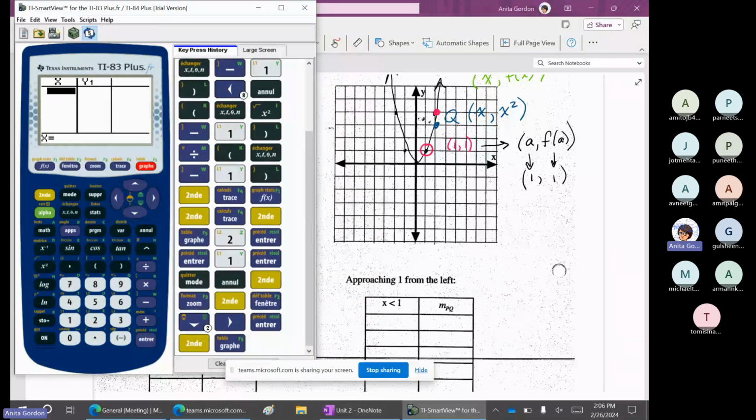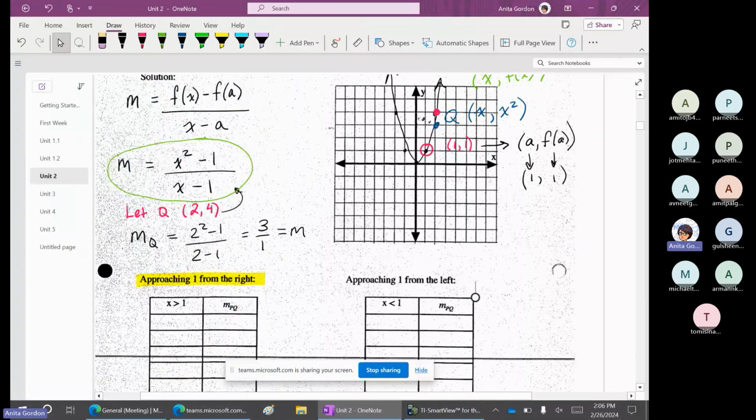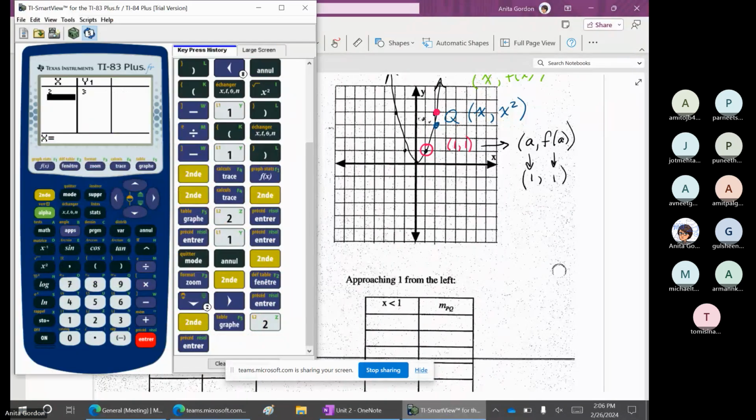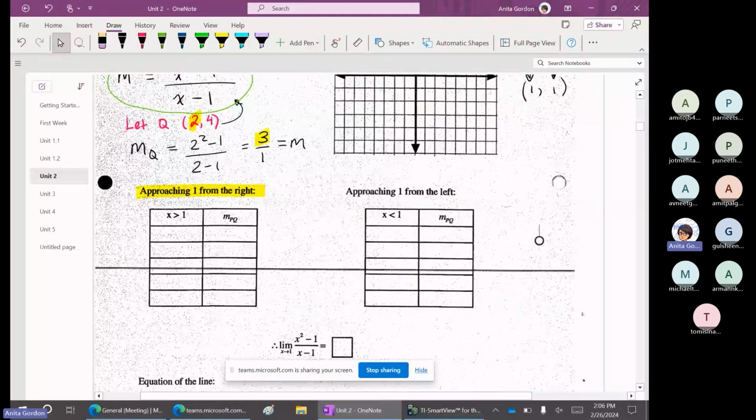Now I'm going to go to my table. There we go. If I type 2, I should get 3. And that's this right here. I'm saying if x is 2, what is the slope? The slope is 3. Now I want to go where x is greater than 1, because 1 is my point of interest, but less than 3.